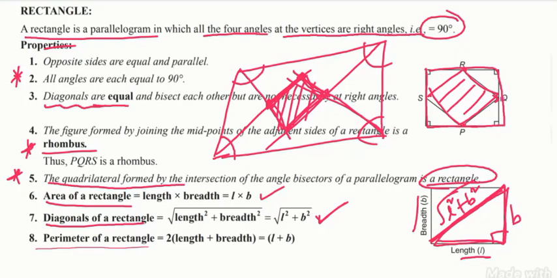So perimeter you know very well. Sum of all the sides, and here two opposite sides are equal. So 2 into length plus breadth, so 2 into (L plus B). 2 into (L plus B) is the formula for the perimeter of the rectangle. So these are the 8 points we have in rectangle. Please note down, very important.